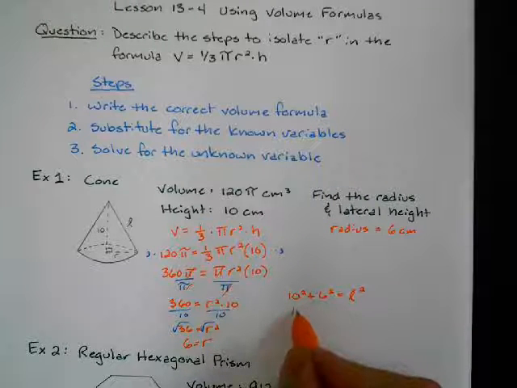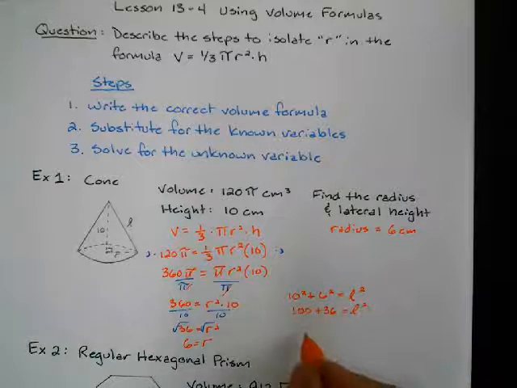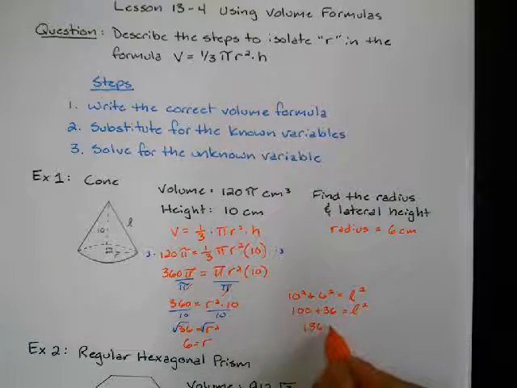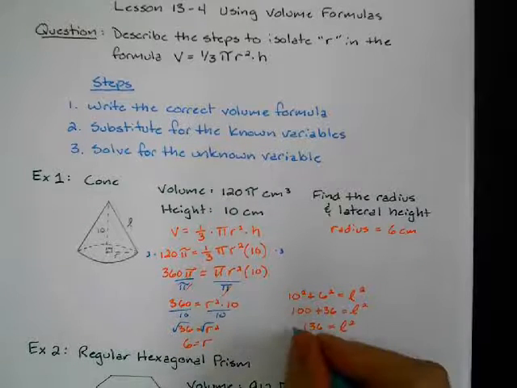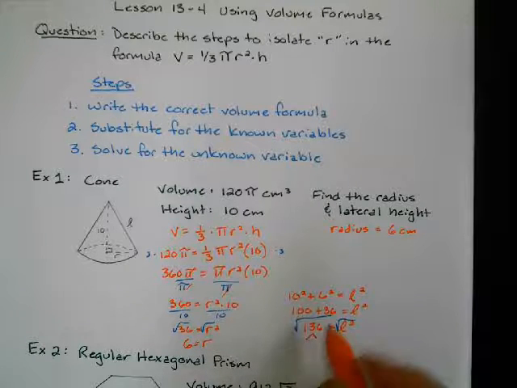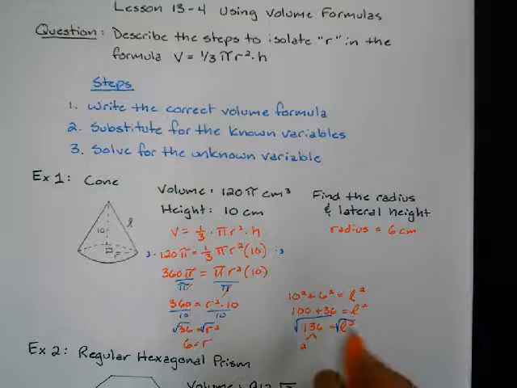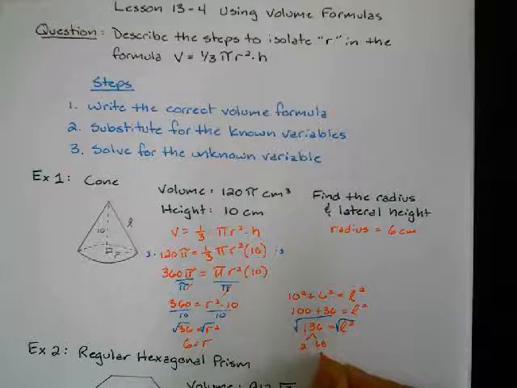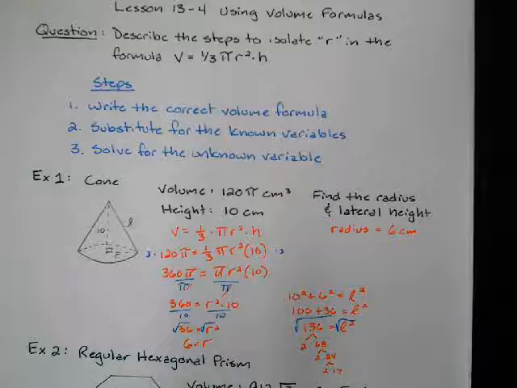So this is 100 plus 36. So this is 136. We're going to take the square root of both sides, and we're going to see if this reduces at all. So 136, let's see. That would be 2 times 68. Yep. And this would be 2 times 34. And this would be 2 times 17. So looking at that, do I have any pairs? Yes, I do. I've got a pair of 2's right here.